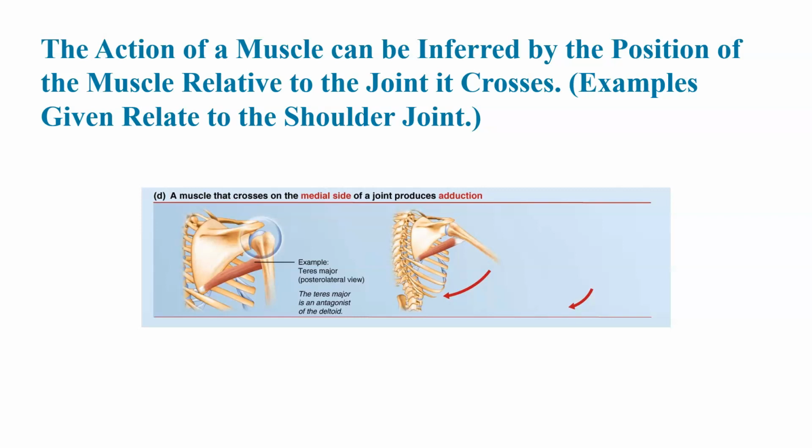Opposing the deltoid, you have the teres major, and it's connected to the inferior angle of the scapula posteriorly and the humerus anteriorly. And when this muscle contracts, that is, it shortens in this case, it actually pulls the arm close to the body. It adds the arm to the body. It adducts the arm.